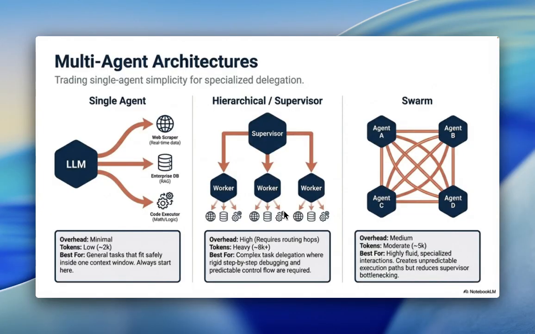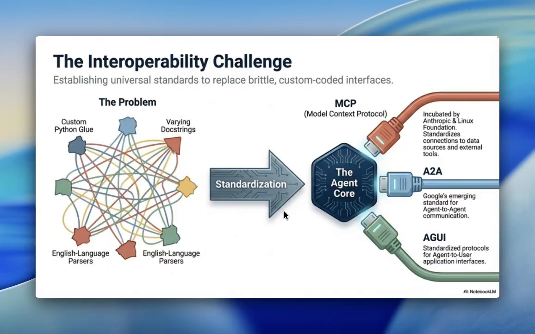Swarm: you have agent A, agent B, agent C. Overhead is medium, token usage moderate at 5K. Highly fluid, specialized interactions create unpredictable execution paths but reduce supervisor bottlenecking.